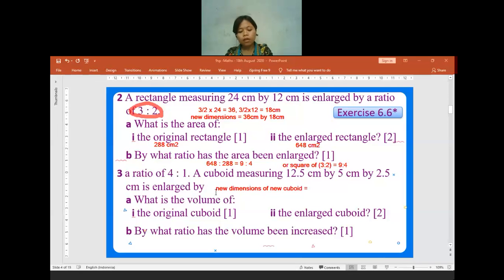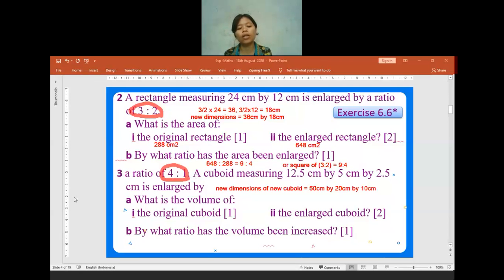So the enlarged cuboid is 50 centimeter by 20 centimeter and then by 10 centimeter. Is there anyone having any question or get confused? So we will use the ratio given. The ratio is 4 to 1. So it will be 4 per 1 times 12.5, we will get 50. And then 4 per 1 times 5, we will get 20 centimeter. And then 4 per 1 times 2.5, we will have 10 centimeter.